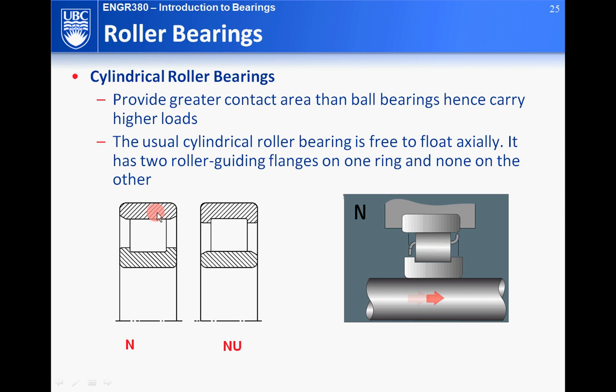And the top one here, there's nothing, just a flat. But it's NU, it's the other way around. So the flange is on the outer ring, and there's a flat here, right? Now, what does that do? What does that basically provide us here?